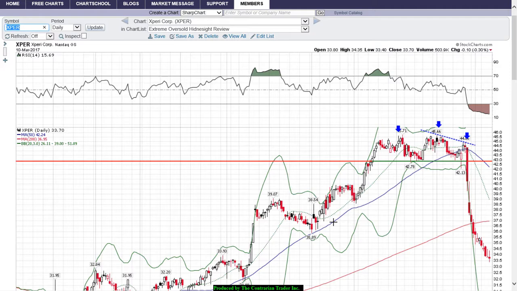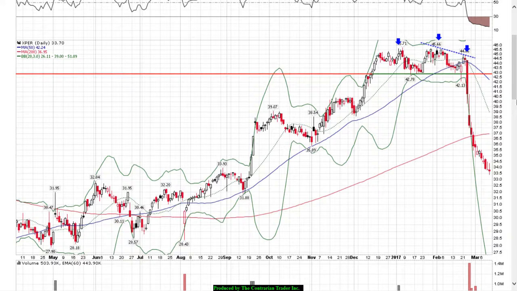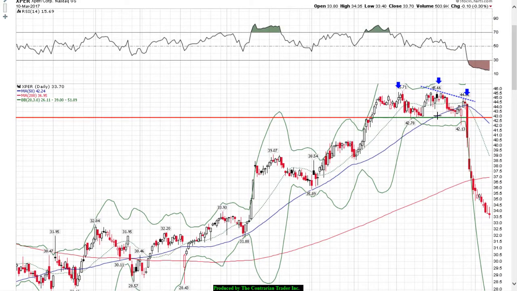Next chart up, another extreme oversold stock, XPRE, RSI 15.69. So very, very interesting in terms of RSI. This chart here was a classic case of the markets telling you when to sell, because we can say all day long that the markets are corrupt, that they're biased against the small investor, and no doubt that's true with algorithmic trading, no doubt in my mind.